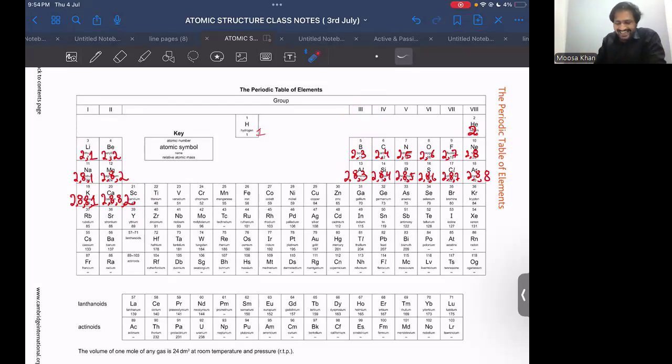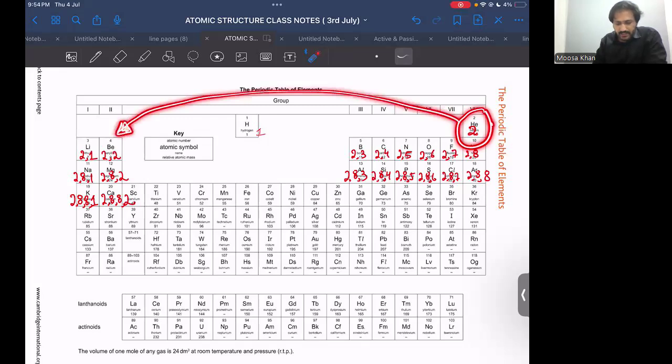If you see group 8 elements, argon. Argon has 8 electrons in its valence shell. Neon has 8 electrons in its valence shell. But as you see helium, helium has 2 electrons in its valence shell. So how come helium is in group 8? It should be in group 2.